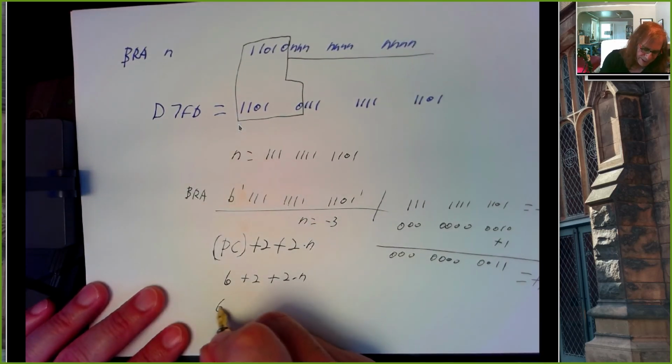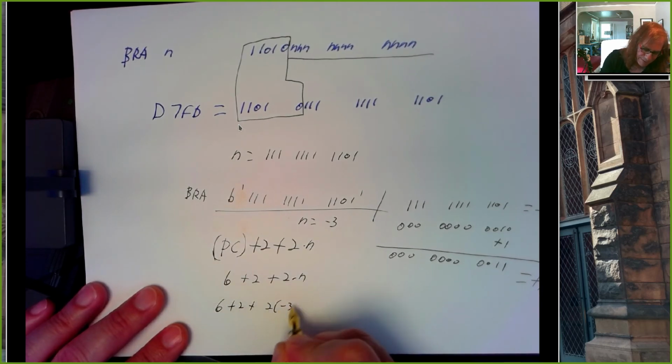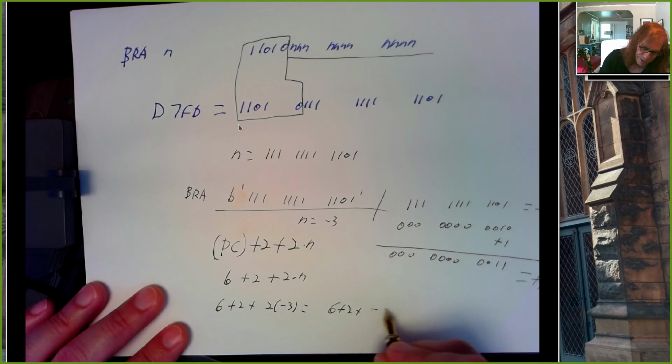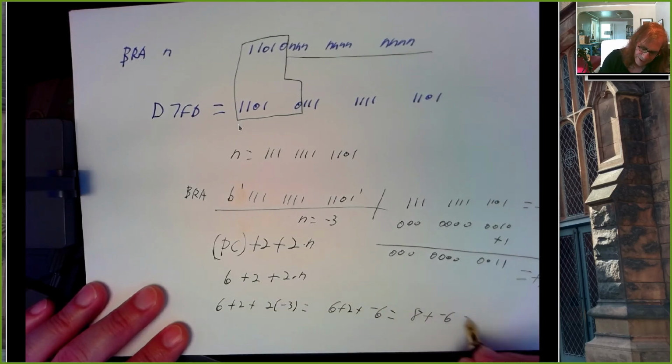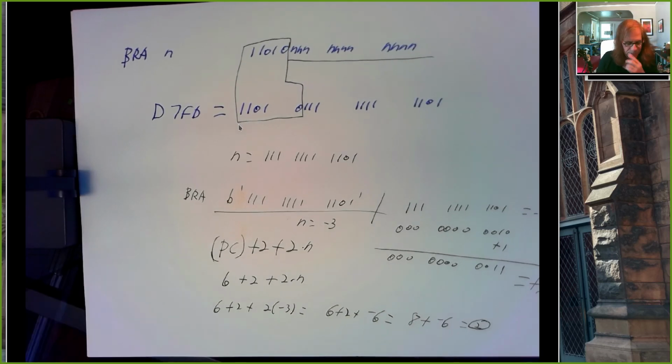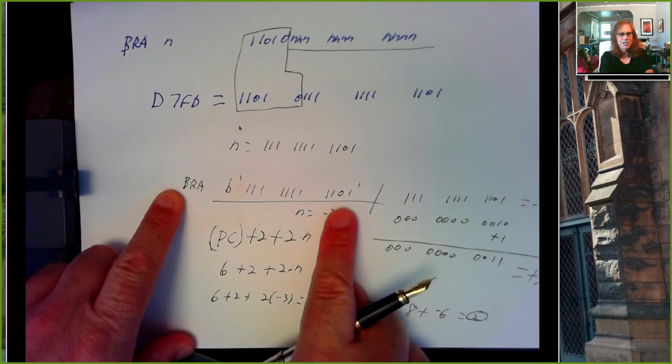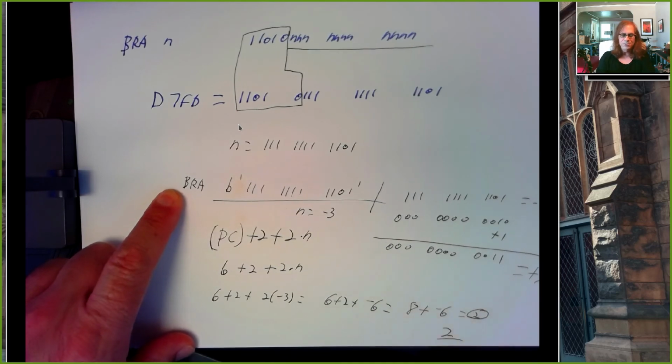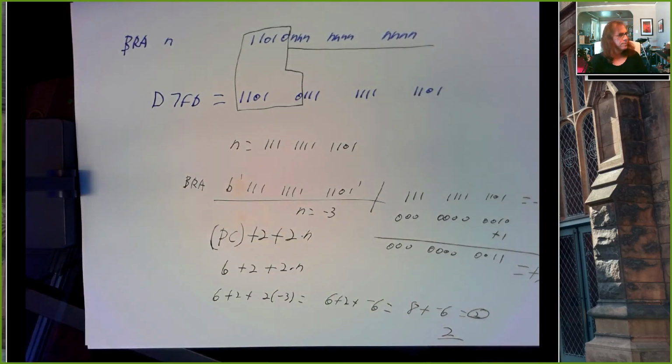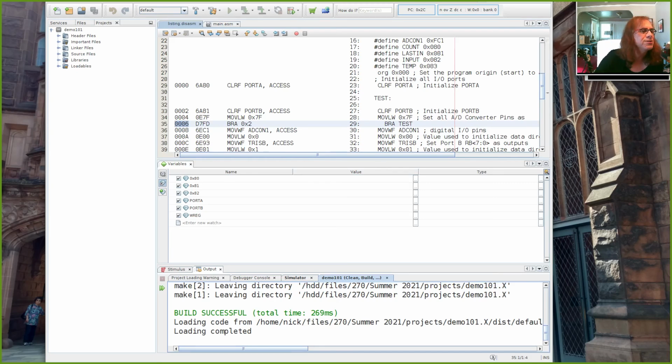And so we're branching to 6 plus 2 plus 2 times negative 3, which equals 6 plus 2 plus negative 6, which is 8, plus negative 6, which is 2. So this branch instruction is going to change the program counter to be equal to 2. And guess what? Location 2 is the address in program memory where the instruction right after test is stored. So this branch, D7FD, will change the program counter back to a value of 2. It'll jump to this instruction, which is exactly what we wanted it to do when we said branch to test.